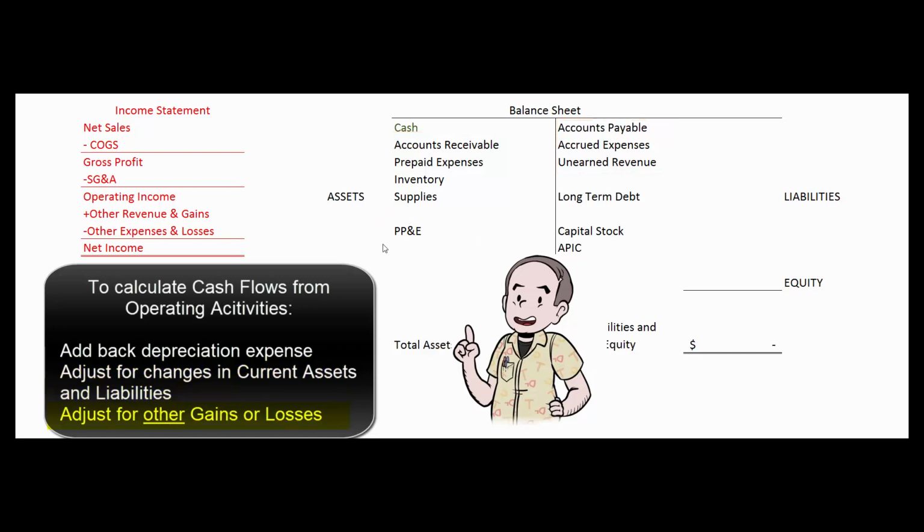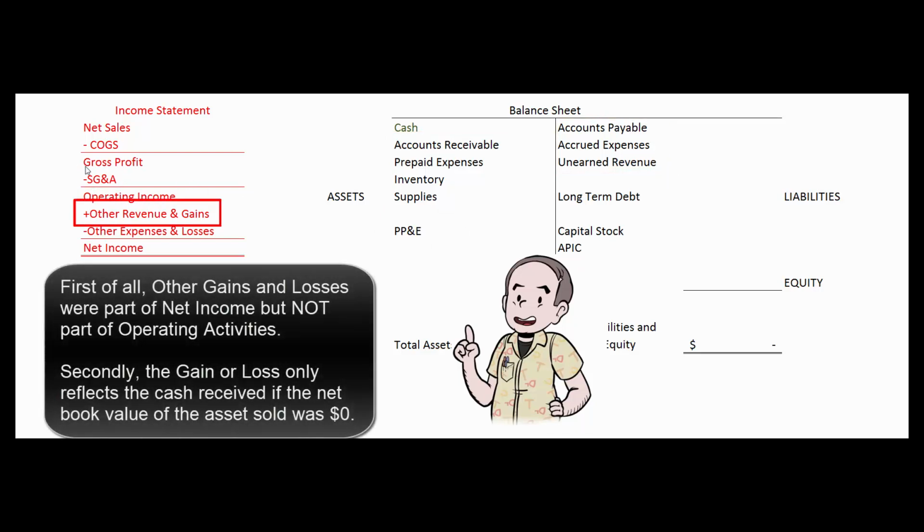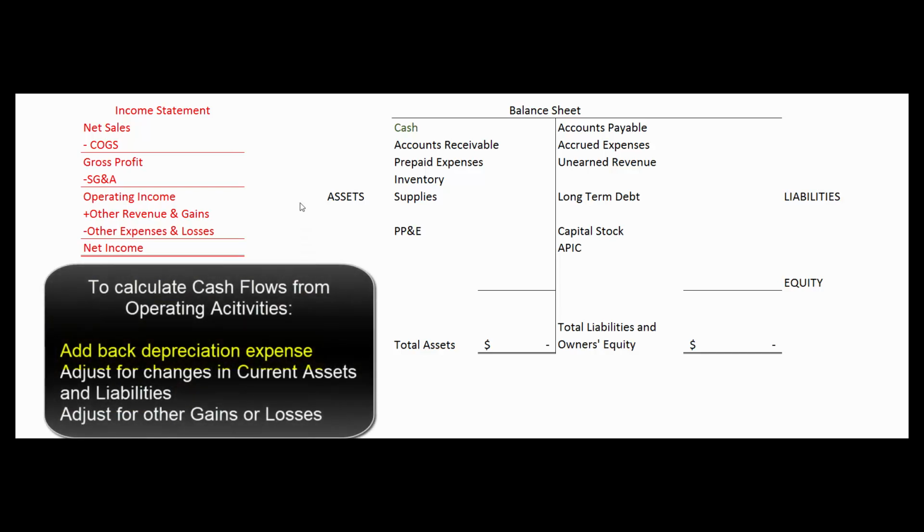So if we had a gain on the sale of property, plant, and equipment, it showed up in our income statement, but that isn't operating activities. That is investing activities. And besides that, the cash that we got from a sale isn't always equal to the gain or the loss. That would only be the case if the property, plant, and equipment had a zero book value. So what we'll have to do is start with net income, add back depreciation expense, adjust for these changes on current assets, adjust for these changes in current liabilities, and adjust for any gain or loss on the sale of property, plant, and equipment, and we'll end up with our cash flow from operating activities.